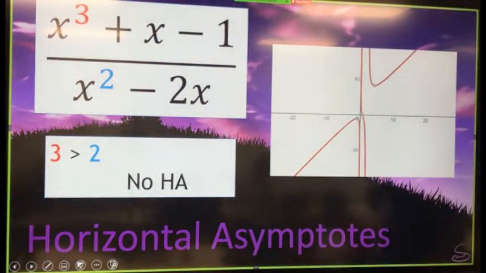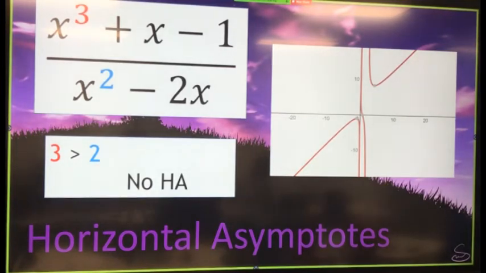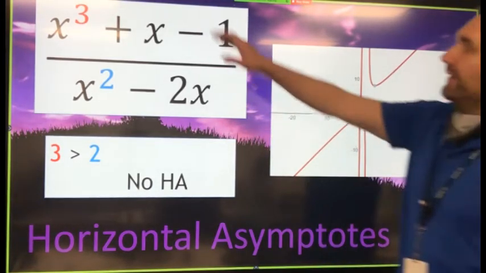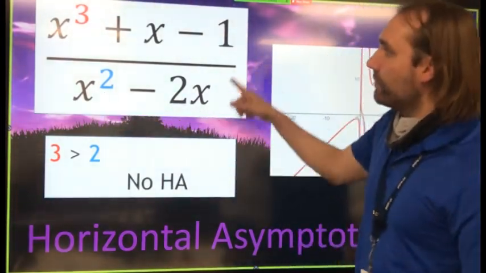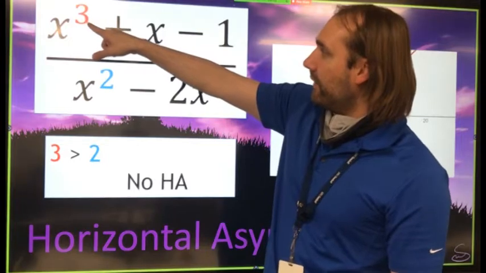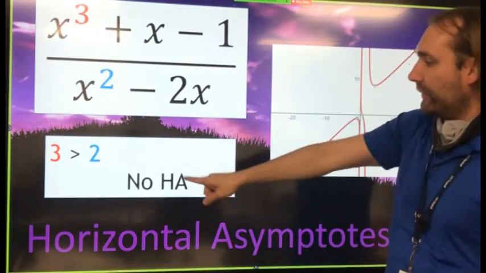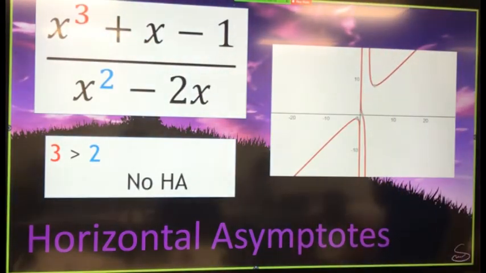Some examples. X cubed plus x minus 1 over x squared minus 2x. Highest power in my numerator is a 3. Highest power in the denominator is a 2. Looks like the numerator wins, right? It has my highest power, and that means, referring to the table, no horizontal asymptote.